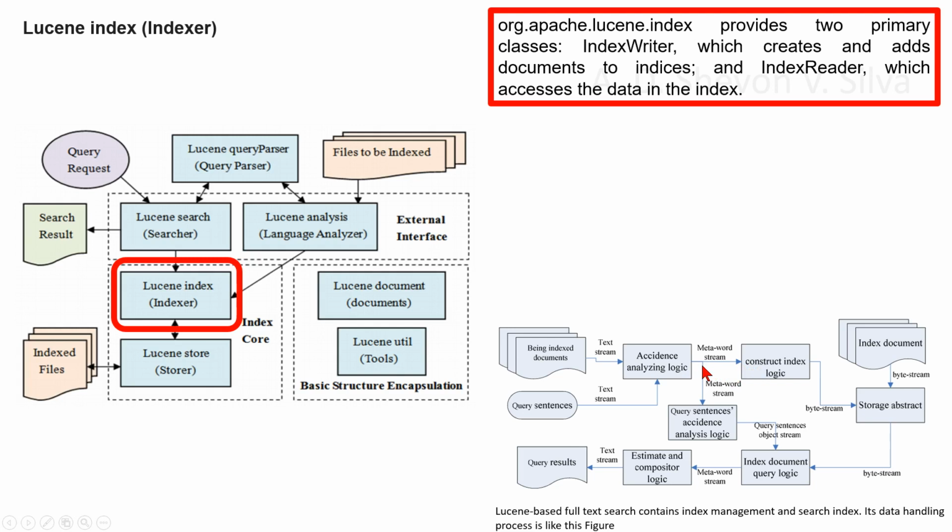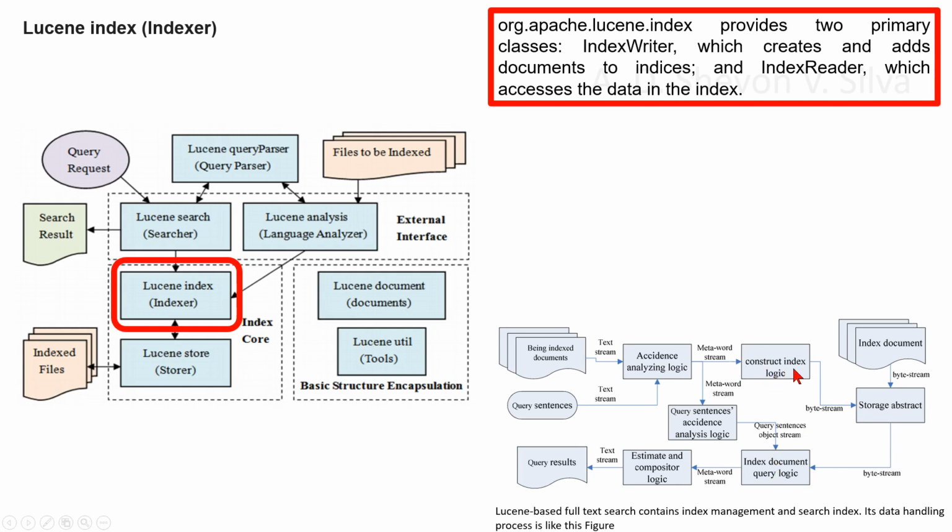The analyzing logic is connected to the query sentences analyzing logic. Meta word stream is passed from the analyzing logic to the query sentences analyzing logic. And the query sentences analyzing logic is connected to index query logic. Query sentences object stream is passed from the query sentences analysis logic to index document query logic.